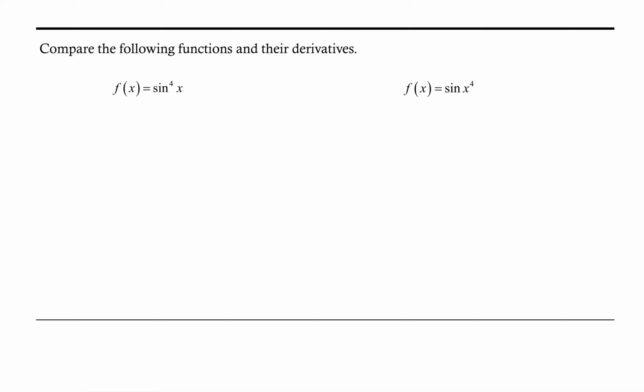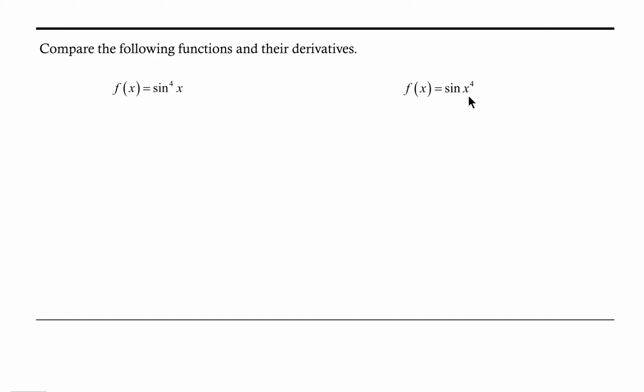Let's take a look at two examples that highlight the importance of understanding mathematical notation, and in particular that importance in relationship to finding the derivative of a function. So our first function here on the left is f of x equals sine to the fourth power of x, and our second function here on the right is sine of x to the fourth power. The significance here is what is being raised to the fourth power.